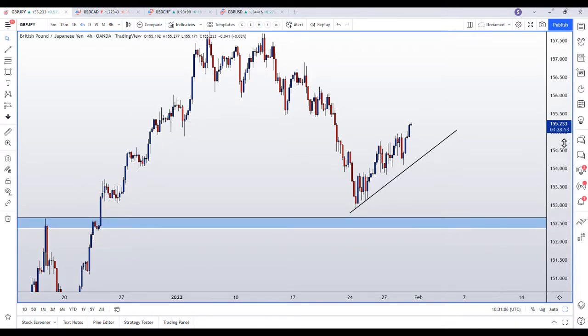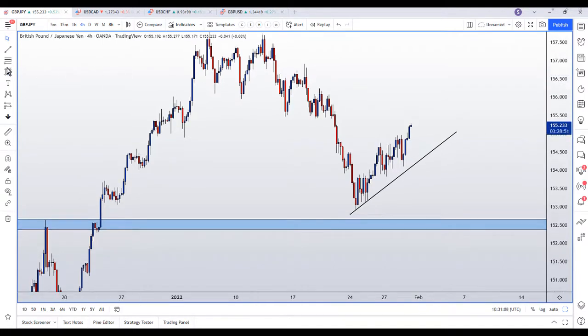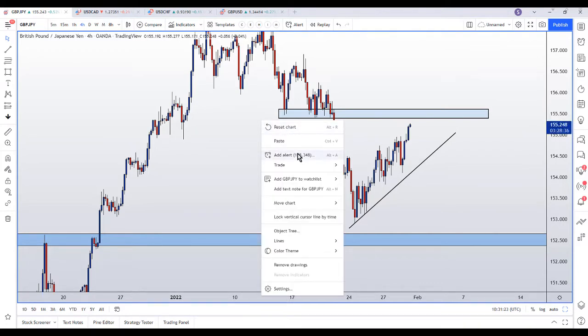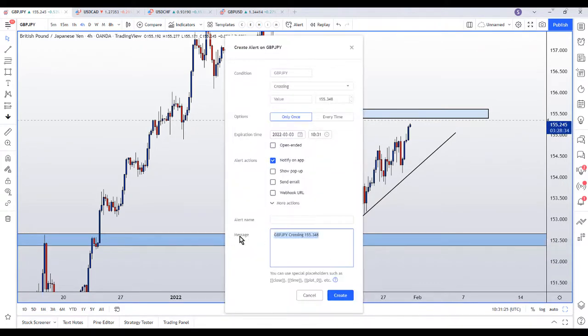But first point of interest, I think, would be this 155.50 support. Hasn't been retested. You can see it broke there, look, didn't retest. So I'm just going to put my alert back in. I'm just going to put it in underneath there, potential rejection area.